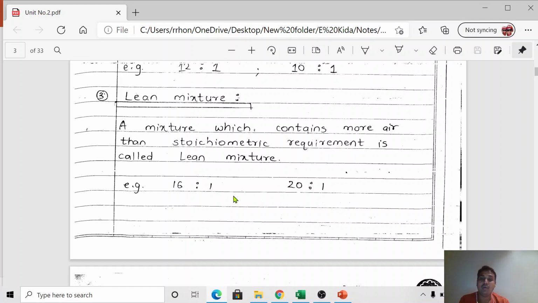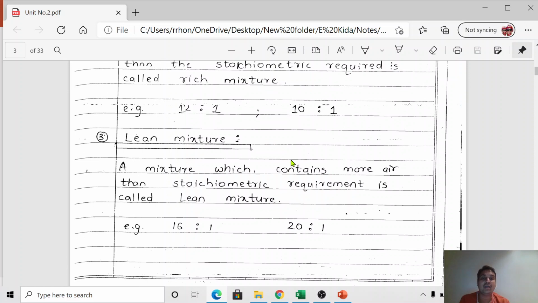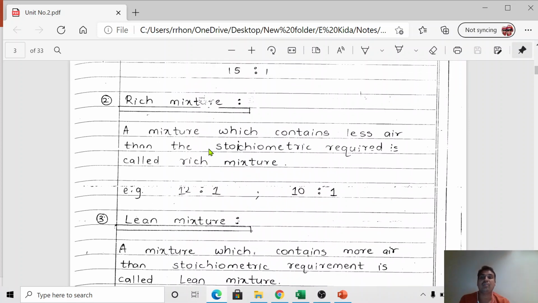Okay, so how do you come to know that the lean mixture is now being supplied to the engine cylinder? There are some indications given on the motorcycle meter. Some green labels are there. If you ride the bike in that green label, you come to know that the mixture supplied by the carburetor to the engine cylinder is probably lean or stoichiometric.